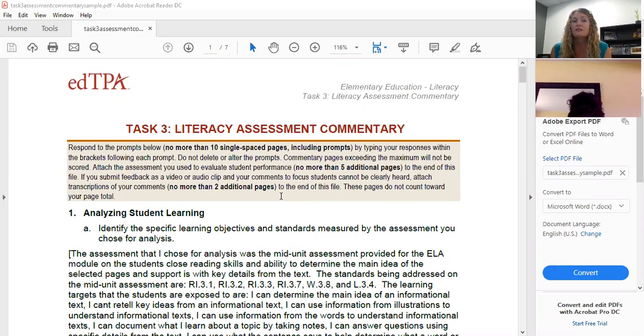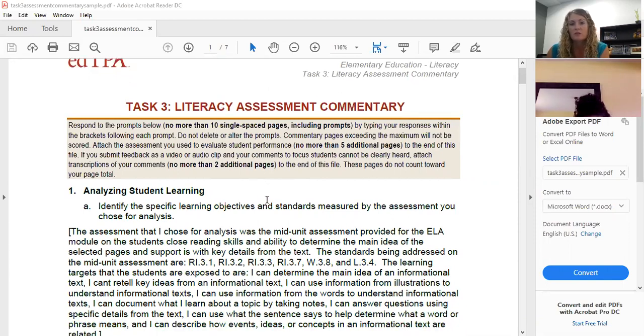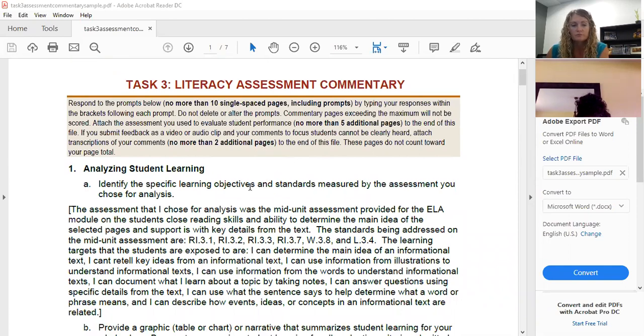So in Task 1, there's the planning commentary. In Task 2, there's the instructional commentary. In Task 3, there's the assessment commentary. That's what I'm showing you right here. And then in Task 4, there's a commentary piece as well. So I'm showing you this because it really is the most important piece of your EdTPA, and it's where students often have the most challenge.